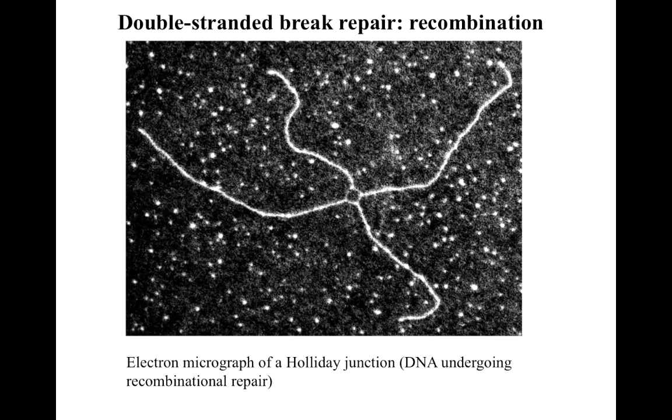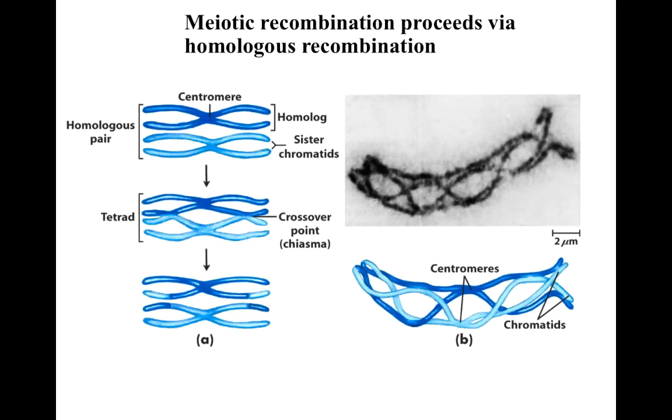And so this is an electron micrograph of a Holliday junction of DNA that is in the middle of undergoing recombination repair. Homologous recombination is important for DNA repair, and it's also a very important mechanism for allowing recombination to occur during mitosis. We've just talked about how homologous recombination can repair double-stranded breaks.